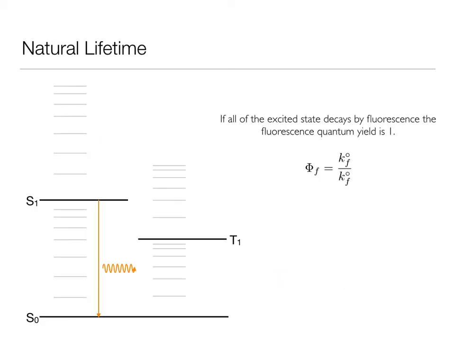So if all of the light is decaying by fluorescence, then my fluorescence quantum yield is 1, because my fluorescence quantum yield is my measure of what proportion of the excited state decays by each different pathway. More formally, I have my definition of the quantum yield as the rate constant for the fluorescence process divided by the sum of all of the rate constants. But if I've only got fluorescence, it's just divided by the rate constant for fluorescence. So you can see it's just 1.